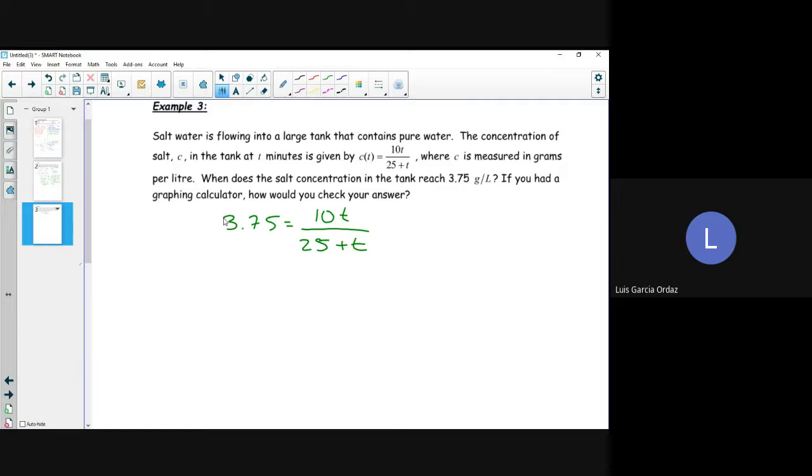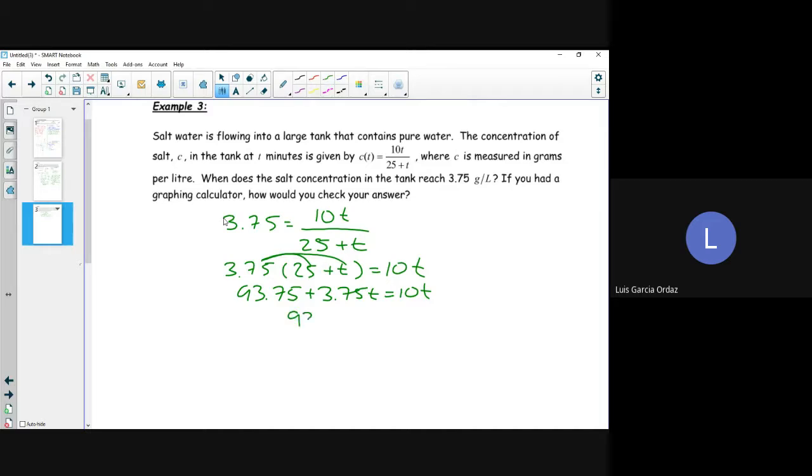We're going to cross multiply. So we got 3.75 times 25 plus T is equal to 10T. So we're going to distribute the 3.75 into the bracket. So we're left with 93.75 plus 3.75T is equal to 10T. So all we have to do is keep the variable on one side and the constant on the other. So we're just going to leave the constant 93.75 on the left side.